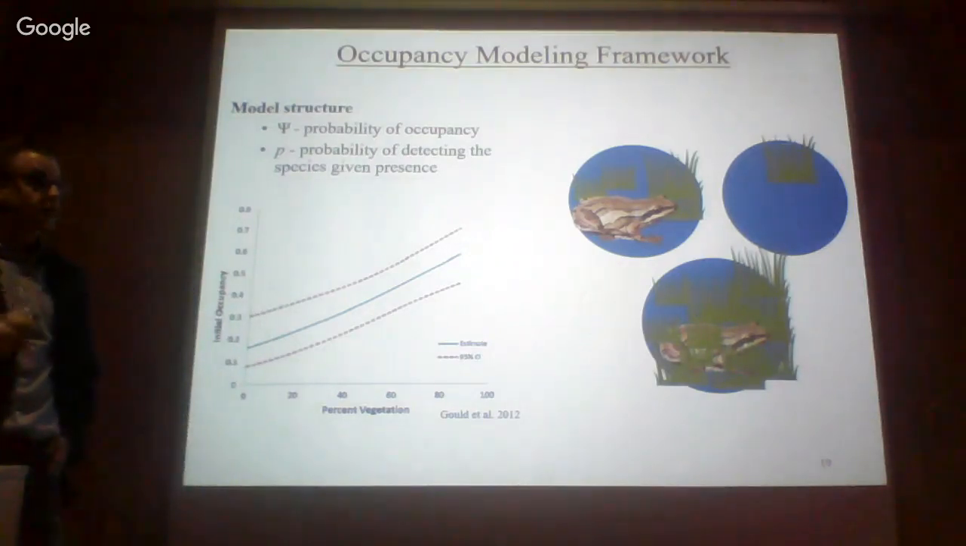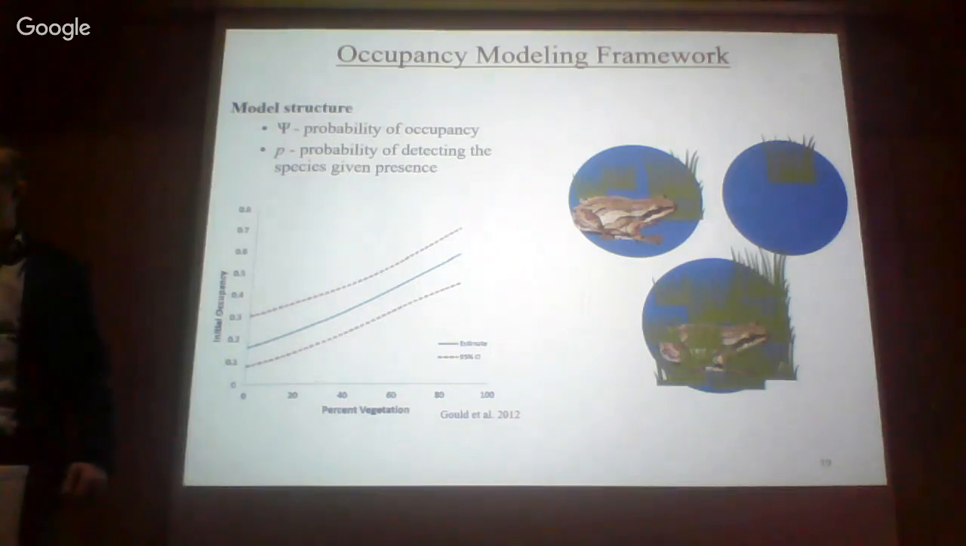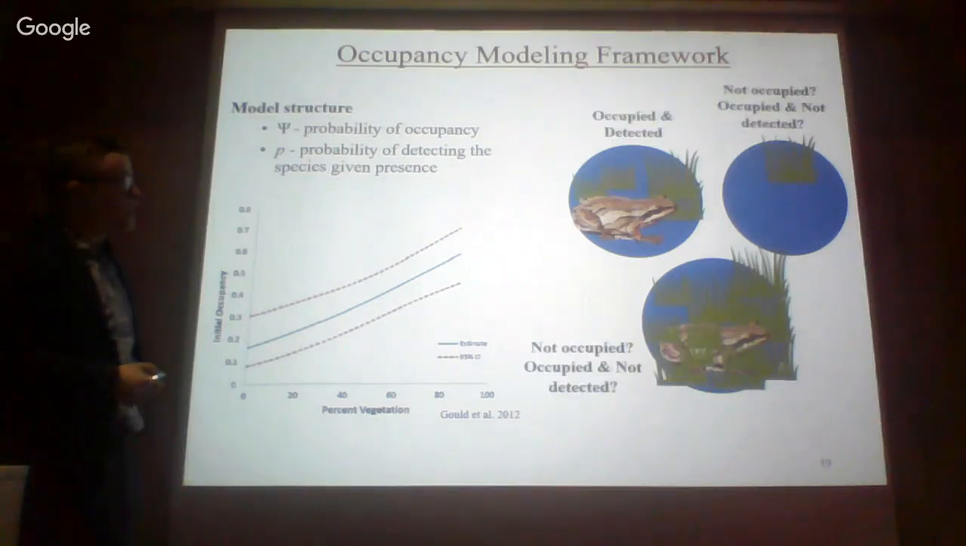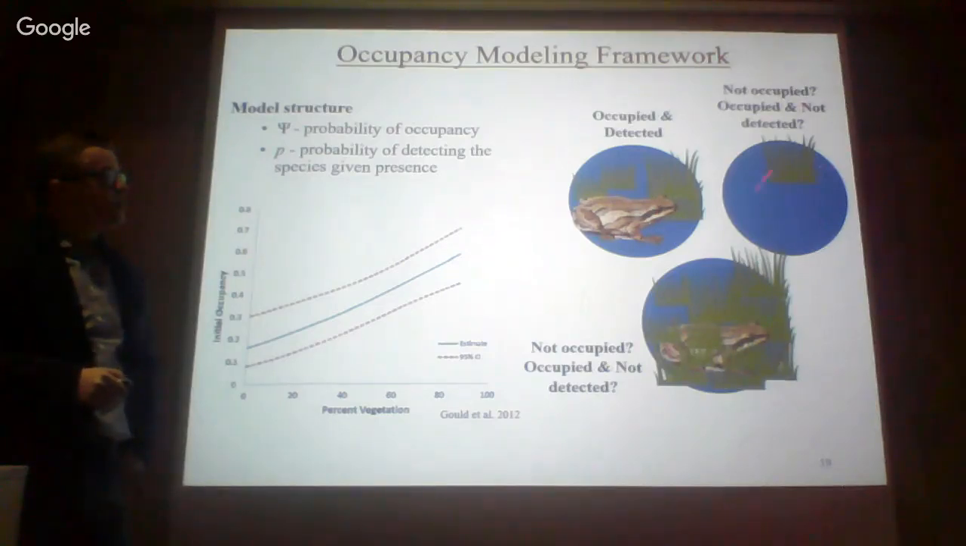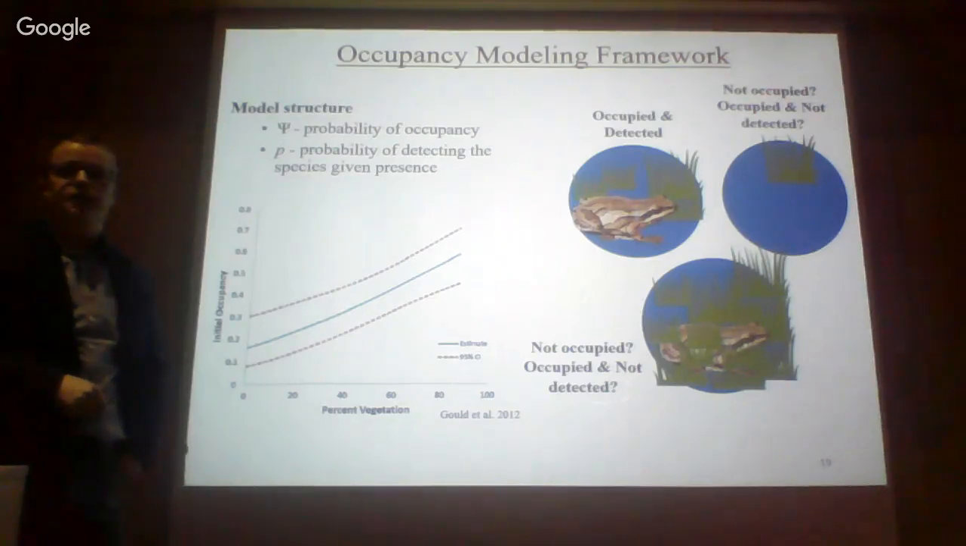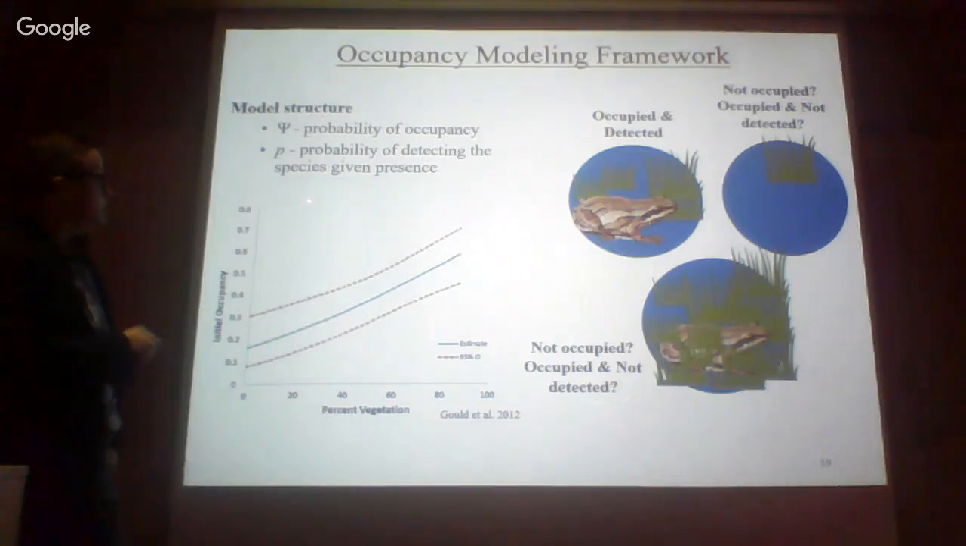However, that's usually not the case. We usually don't always perfectly detect them. And so all we can really say is, well, we know this one's occupied because we detected it. But is this one not occupied because it's just not occupied, or because we didn't detect it at all? And so that imperfect detection, p, is accounted for in that model parameter.